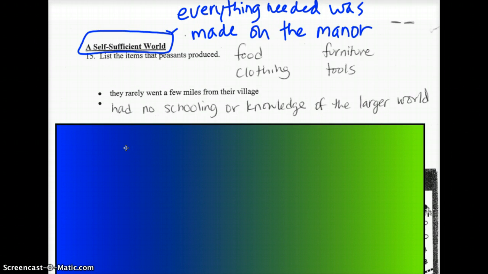They didn't have schooling. They didn't know about the larger world because there was no need to. It's not like they had relatives that lived in France that they would go visit, like you might go visit your relatives in a different state. They didn't do that. Their world was the manor, and that's the only world that they knew, and that was all they needed to know, for the most part. Some of them might go away from the manor or the village, but most of them just stayed put, and their life was the manor.